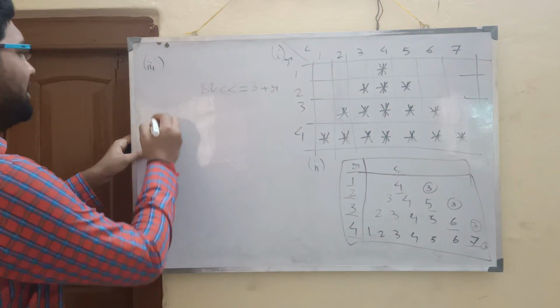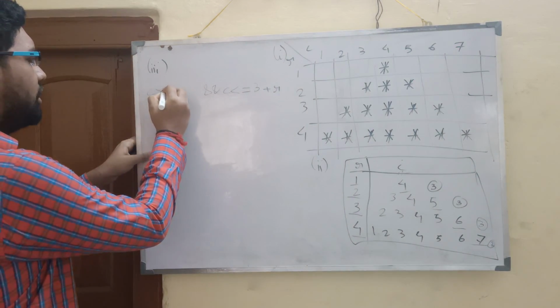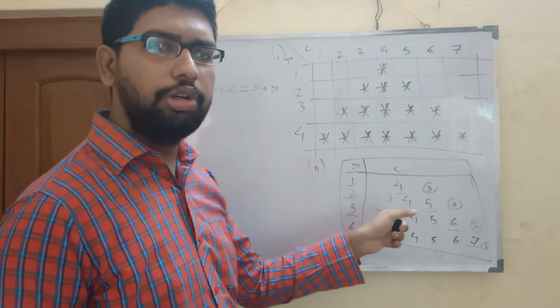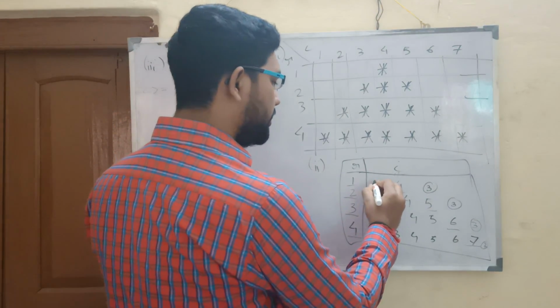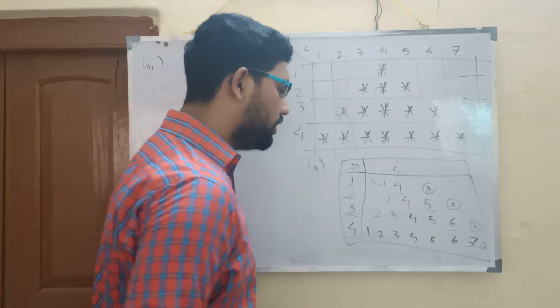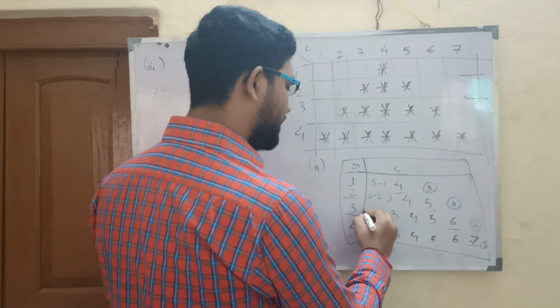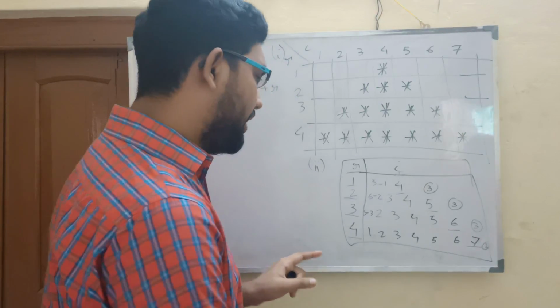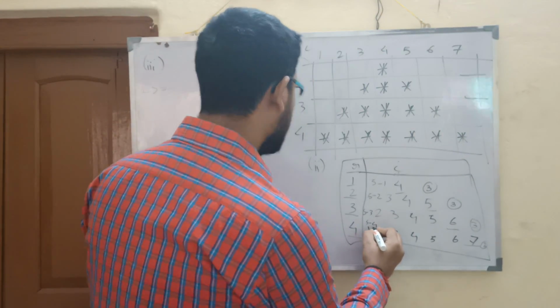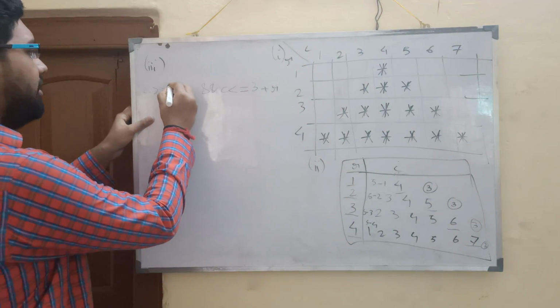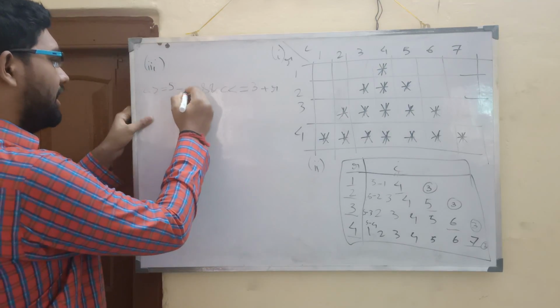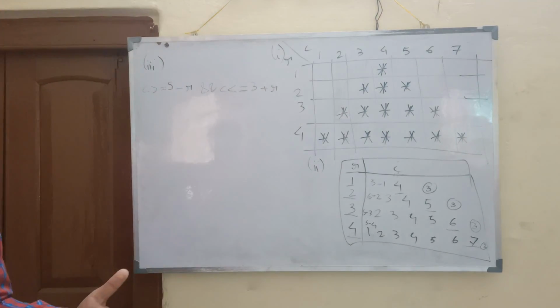So we can write C greater than or equal to. How could you write this part? We can say 5 minus 1 is 4, 5 minus 2 is 3, 5 minus 3 is 2, and 5 minus 4 is 1. So we'll write 5 minus R. Let's check what the range is.